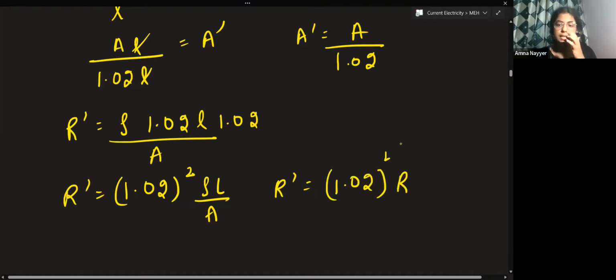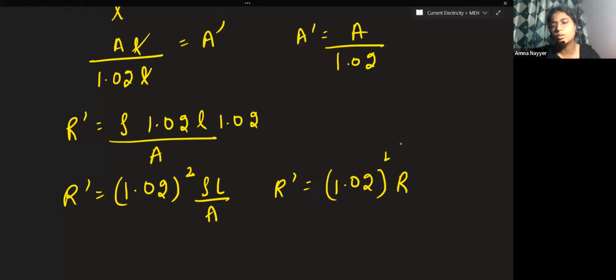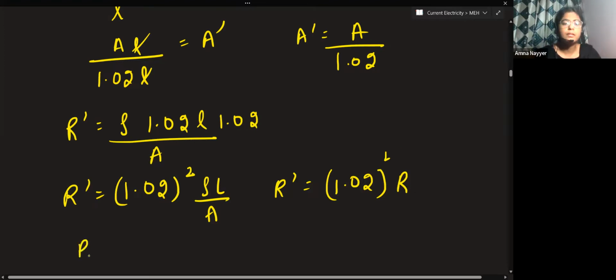R was the initial resistance. Now, what will be the square of 1.02? Just check. It will be somewhat 1.004, no? Just check it. This much times the resistance.